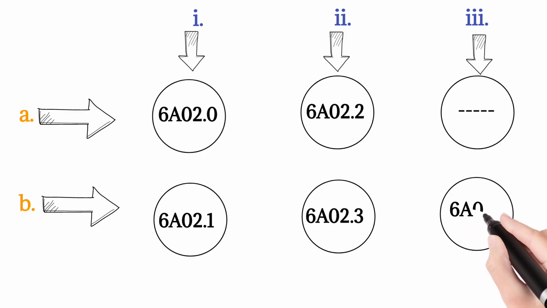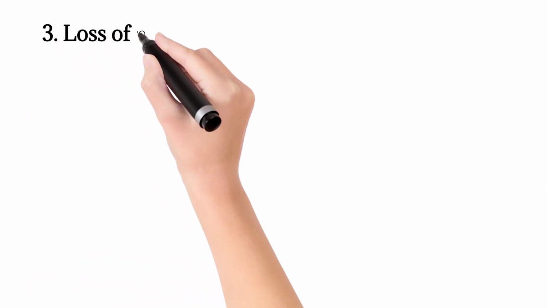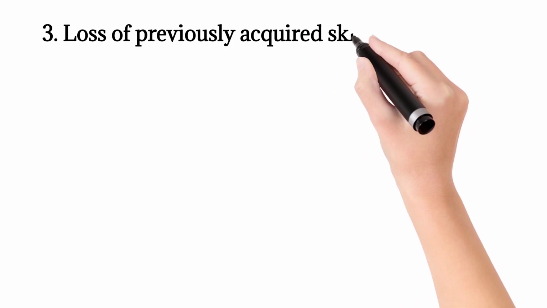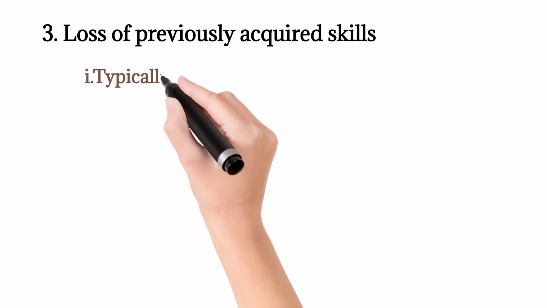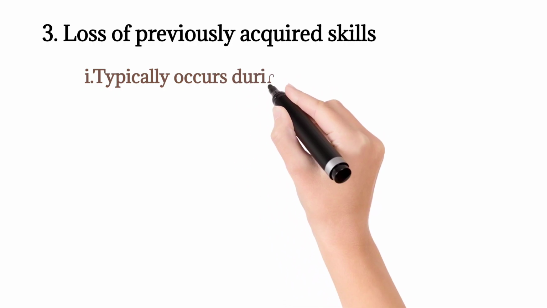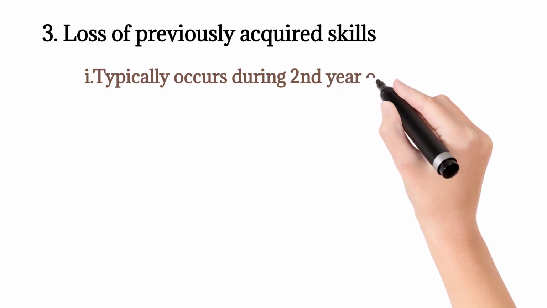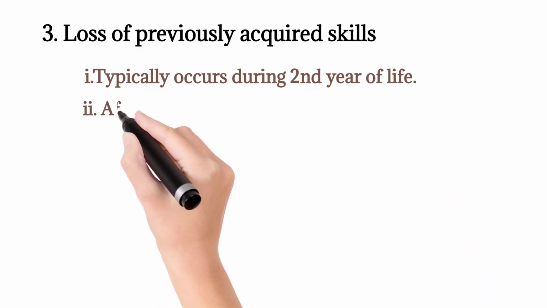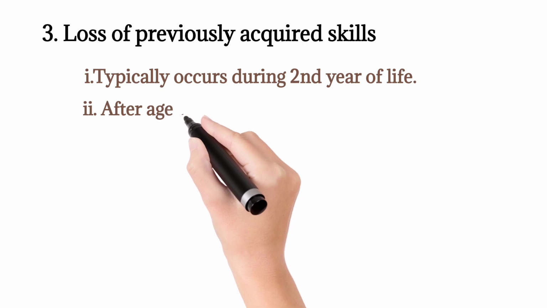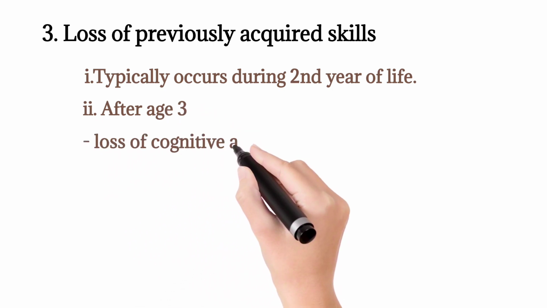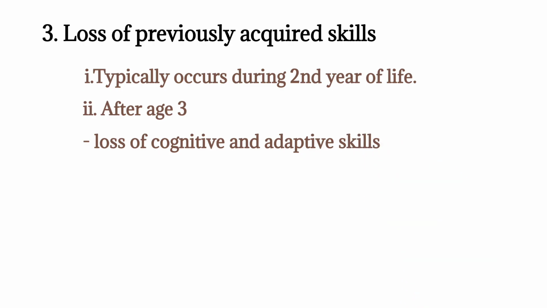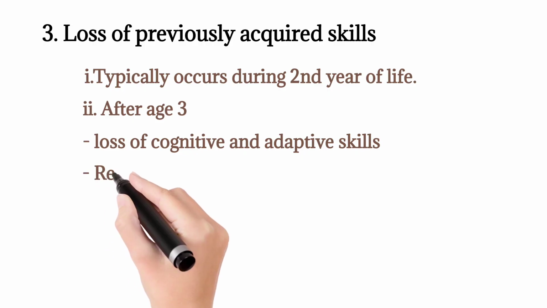And finally, the code 6A02.5 represents autism spectrum disorder with disorder of intellectual development and with complete or almost complete absence of functional language. Next specifier is loss of previously acquired skill, and it typically occurs during the second year of life. If it occurs after 3 years of age, it is more likely to involve loss of cognitive and adaptive skill, that is, loss of bowel and bladder control and impaired sleep.